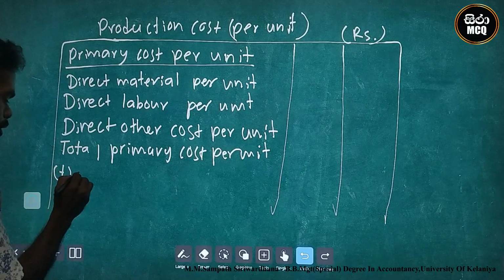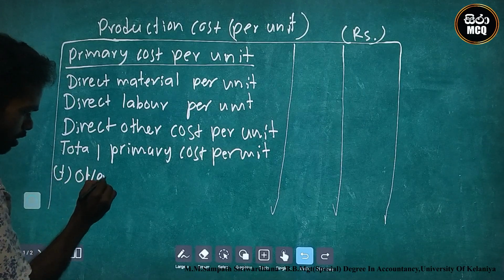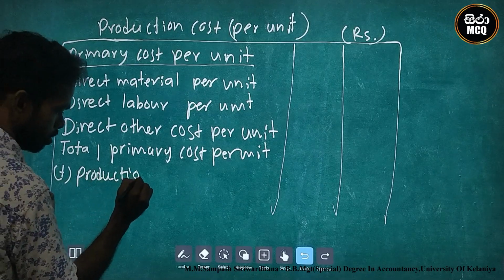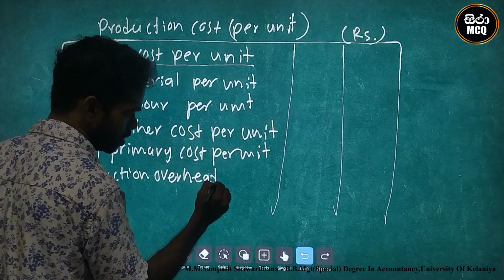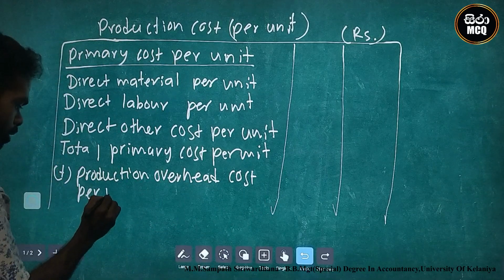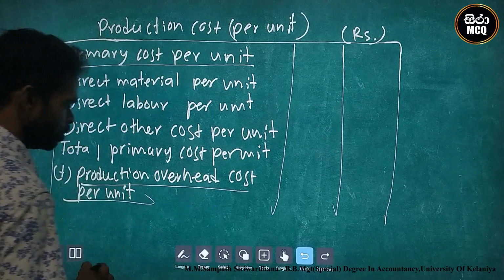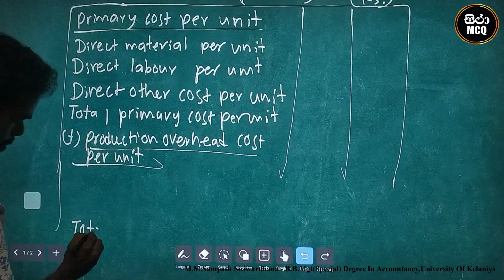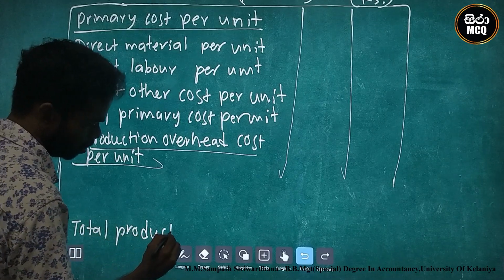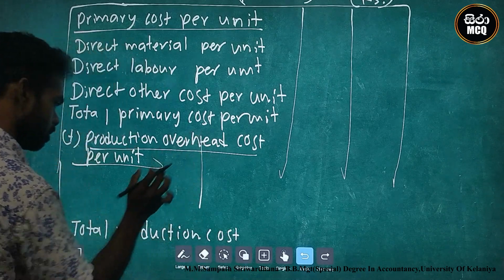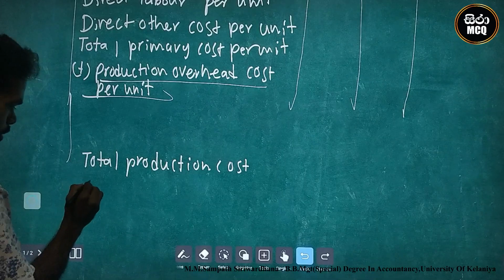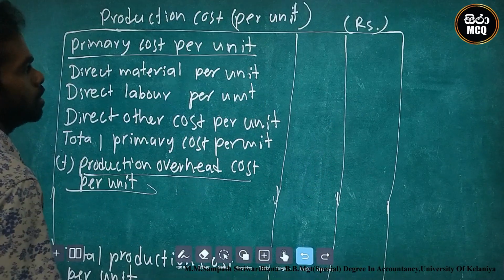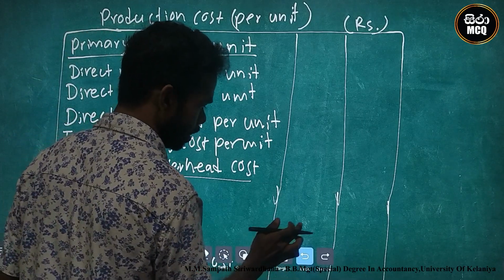After that we add the production overhead cost per unit. Production overhead cost per unit, at that time we absorb some cost. After that we can calculate the total production cost per unit. This is the structure. We must calculate the production cost. Okay, firstly read the question.